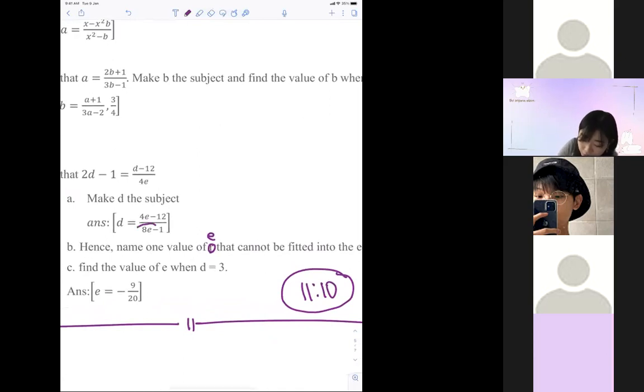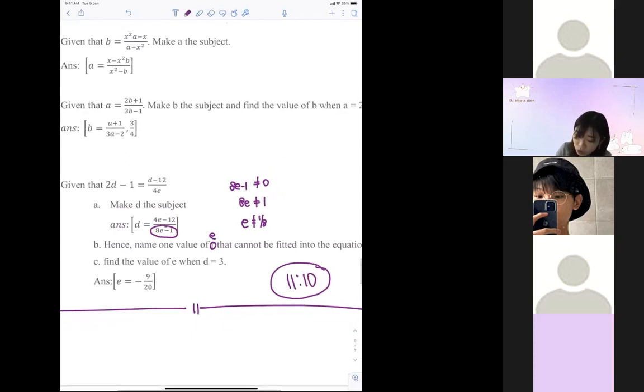If you look at E here, a fraction cannot be negative. Sorry, the denominator of a fraction cannot be equal to 0. Correct, nothing can be divided by 0. So 8e minus 1 cannot be equal to 0. So 8e, just slowly bring over, cannot be equal to 1, so e cannot be equal to 1 over 8. That's it.